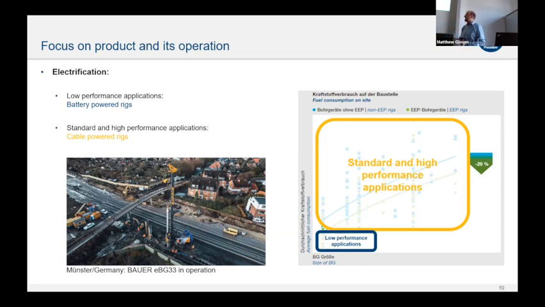Here we see a clear application for battery powered rigs. These limits are rising and technology is developing, but the main field of special foundation is still standard and high performance applications, the single pass applications, the diaphragm wall operation, and so on. There it is simply a question of investing in a very expensive battery and the supply and charging situations, where we say this is an area where a cable powered operation makes pretty much sense.